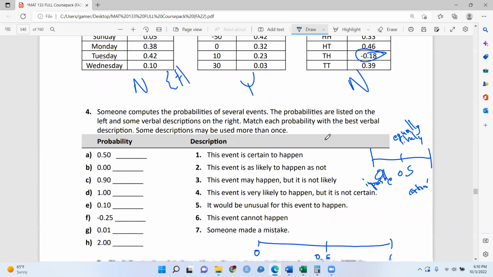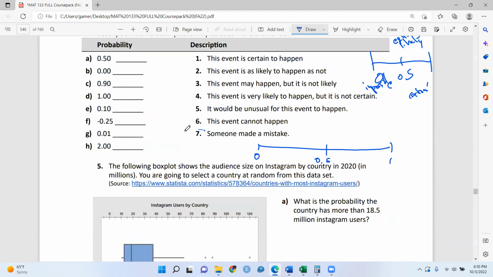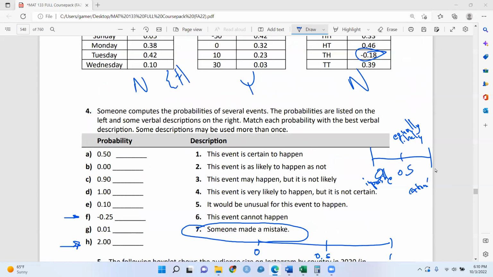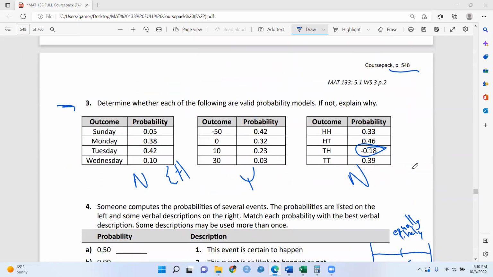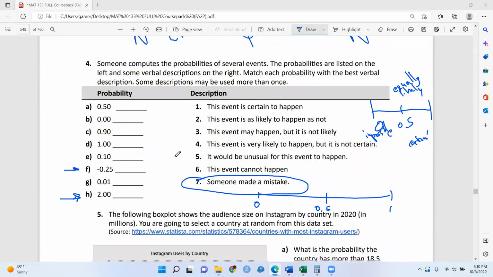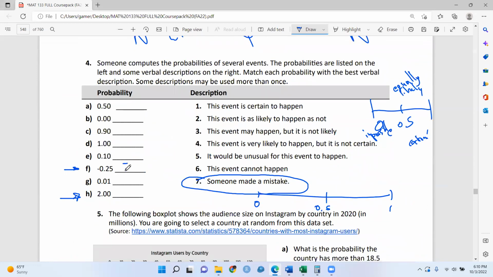So let me fill in one or two of these. Let me do this one real quick. Someone made a mistake. We know the number has to be between 0 and 1. So if you look at F and H, those are both numbers outside of that. This is page 548. So both of those are the two where we were like, nope, we can't do that. Those numbers aren't possible. They're meaningless. So that's definitely a mistake.